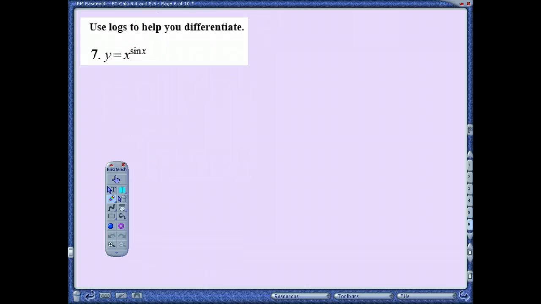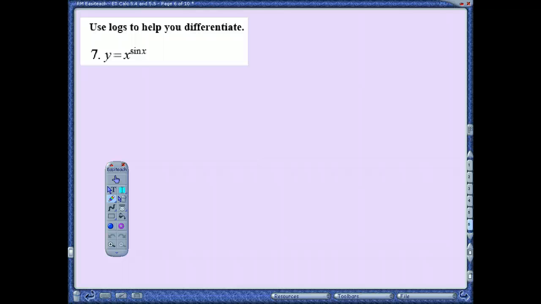Now, we've looked at how logs help us differentiate problems that are really, really big and nasty. So if you remember from the last section, we had a problem that had a 3-way product rule with a chain rule and a quotient rule. We used logs to help us differentiate that more easily. Well, in a case like number 7, it's the only way that we can differentiate this.